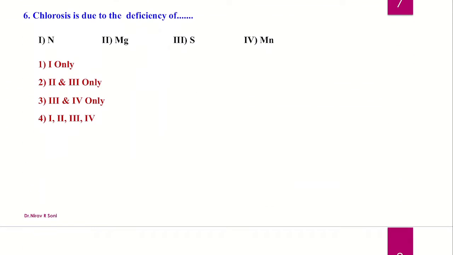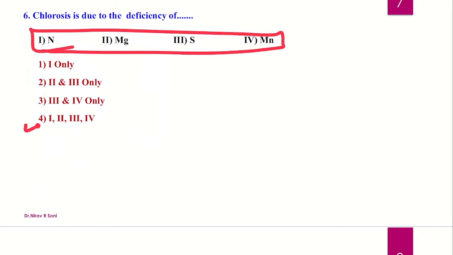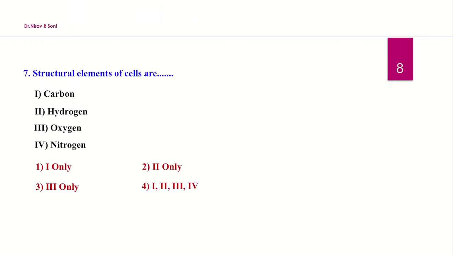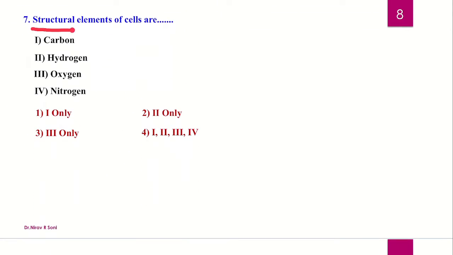Chlorosis is due to the deficiency of. Chlorosis is mainly yellowing of leaves, which are deficient of nitrogen, magnesium, sulfur and manganese respectively. These all are present here. That's why option number 1, 2, 3, 4 should be correct. So answer number 4. Question number 7. Structural elements of cell means backbone of cell here. Carbon, hydrogen, oxygen, nitrogen. Your answer should be 4.